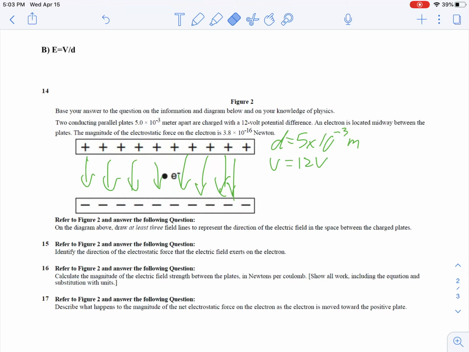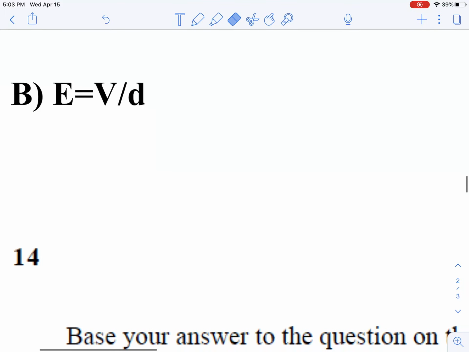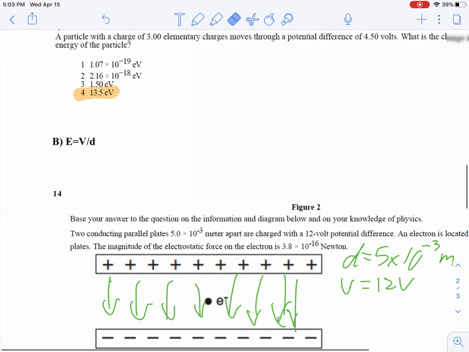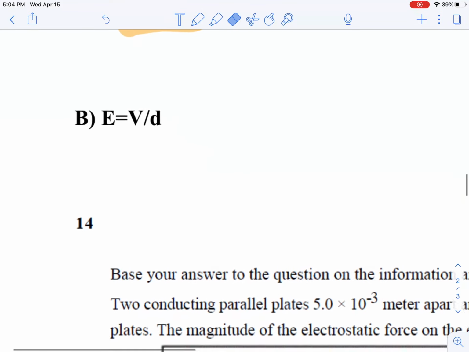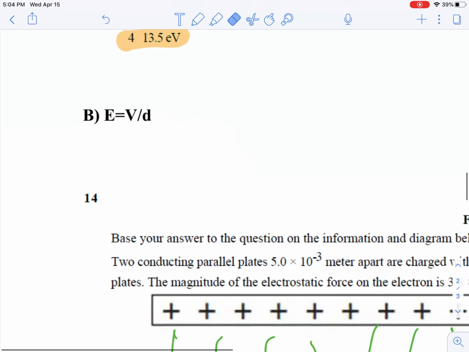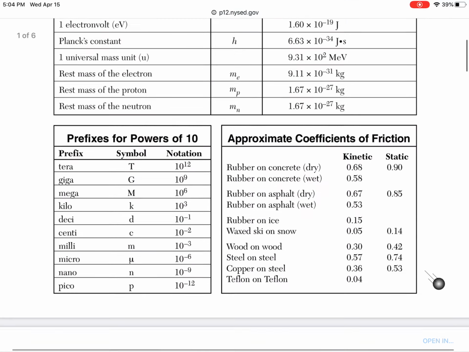There's this other equation: electric field equals voltage divided by distance. Where the heck do we get that equation from? The Regents exam actually uses this in the answer key for this question, though you don't need to use it. It does not appear in your reference table, kind of. Let's look at your reference table for a second.